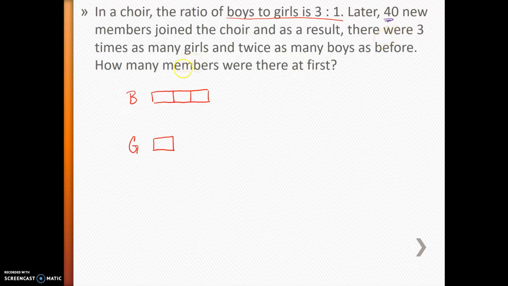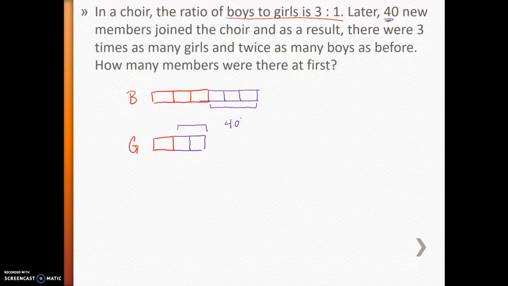It says there were 3 times as many girls, so that means that 1 times 3 is 3. So girls are going to have 3 units in the after situation, and twice as many boys. So, 3 times 2 is 6. So my boys are going to now have 6 units, and my girls are going to have 3. Okay, now let's go back here and deal with this quantity. It says 40 new members joined the choir. So obviously, those 40 new members are going to be split between these units and these units.